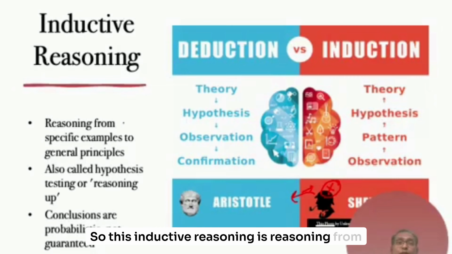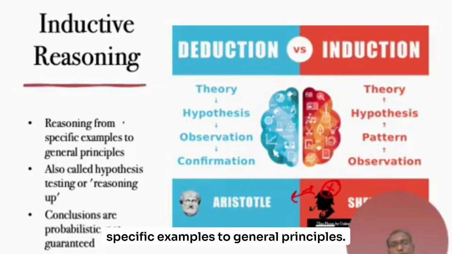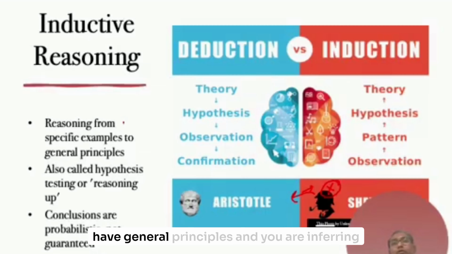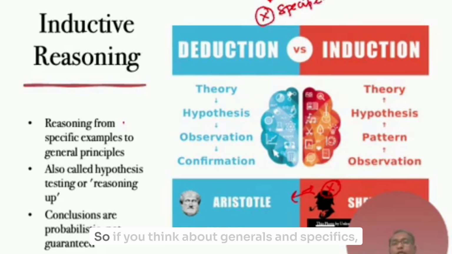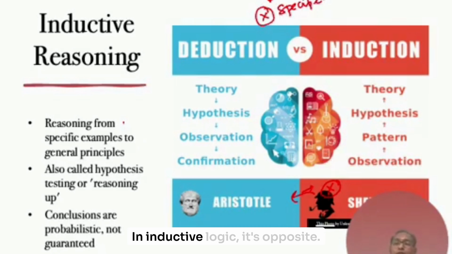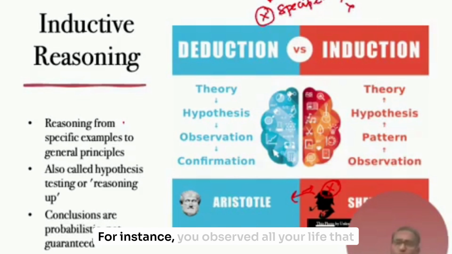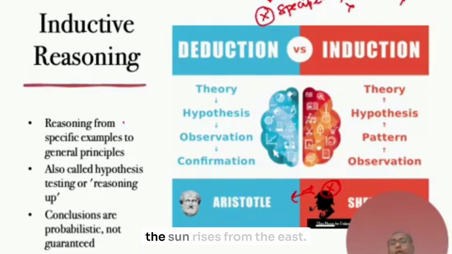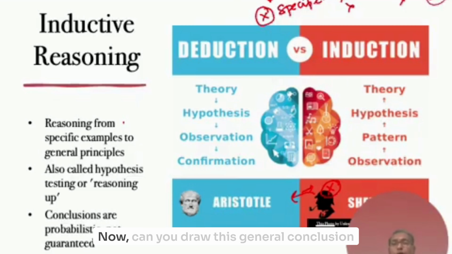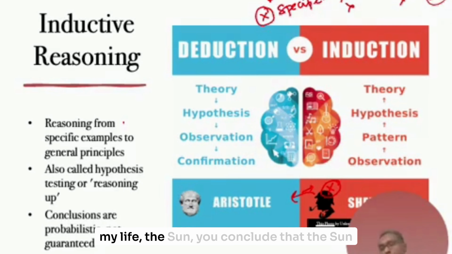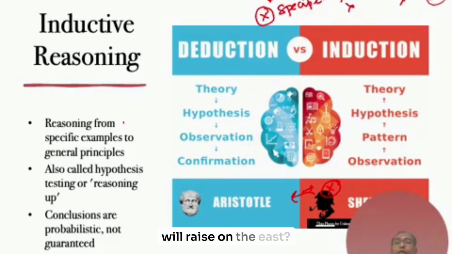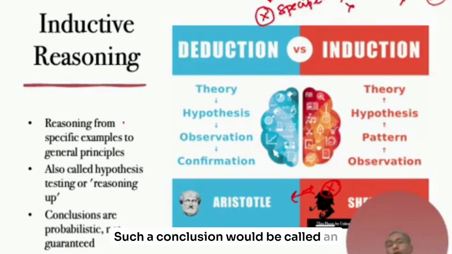Inductive reasoning is reasoning from specific examples to general principles. Remember how in deductive reasoning you have general principles and you are inferring in the context of a specific situation, going from general to specifics? In inductive logic, it's the opposite. You go from specific observations and you make a general conclusion. For instance, you have observed all your life that the sun rises from the east. Can you then draw the general conclusion, based on all these observations, that the sun will rise in the east? Such a conclusion would be called an inductive conclusion.